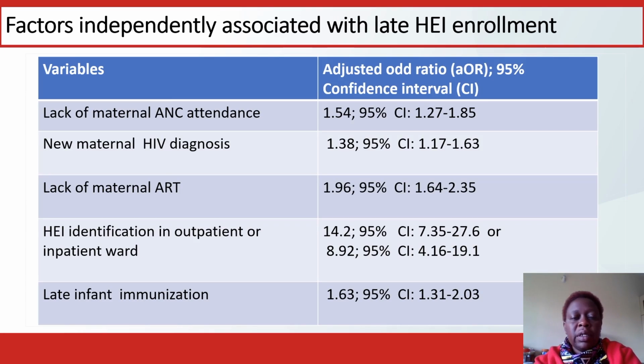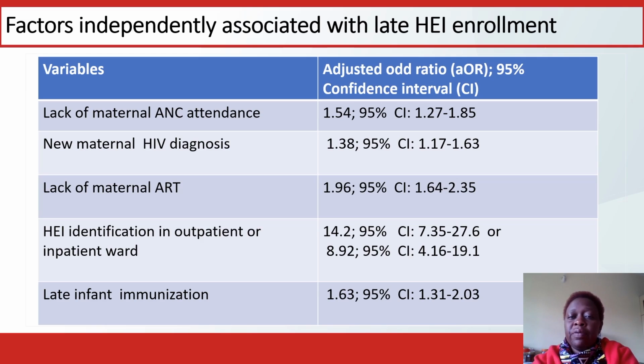Looking at our multivariate analysis, the factors that were independently associated with late HEI enrollment were lack of maternal ANC, new maternal HIV diagnosis, and lack of maternal ART, with adjusted odds ratios of 1.54, 1.38, and 1.96 respectively.